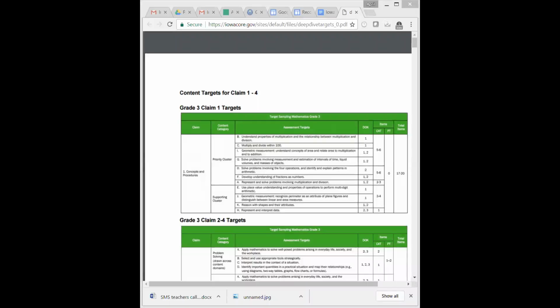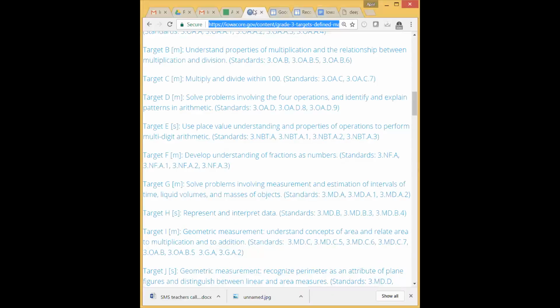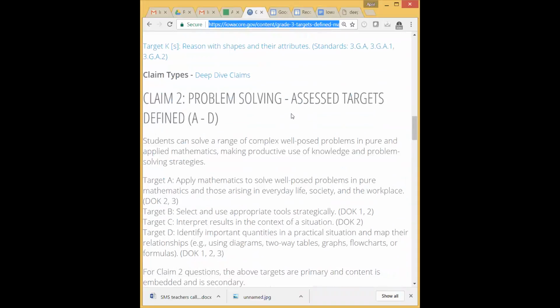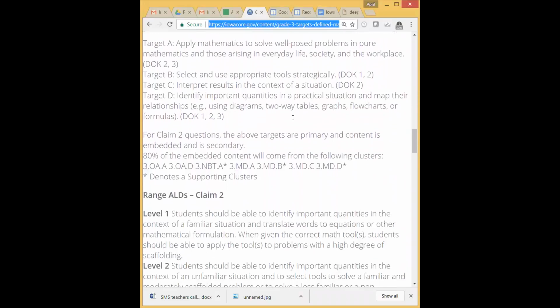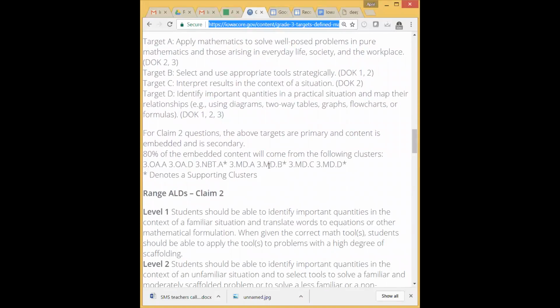And so then if I go down, I'm going to put my targets over here, and I'm going to go back over to this page and go back to my claim 2. So we said that these were the primary standard targets, clusters, chunks of standards, right, that we're going to use to solve problems. If I look at 3.OA.A, right here it says represent and solve problems. So that makes sense that that would be included in the problem solving.